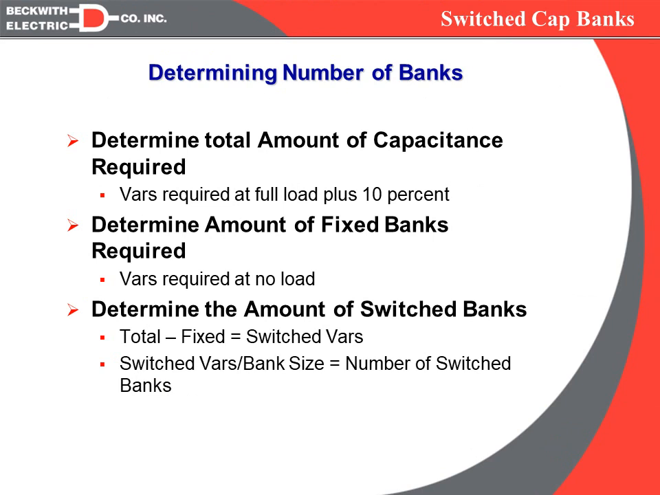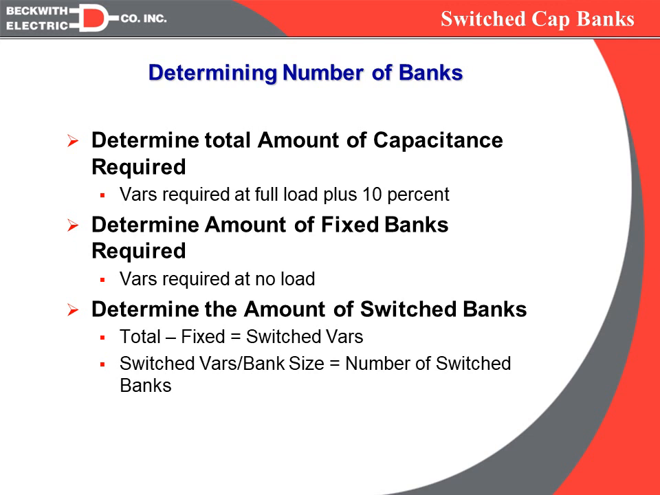So now we've got to determine how many banks. The way we're going to do that typically is start by determining the total amount of capacitance required on the circuit. By looking at historical data, we can look at our loading on any given circuit, see what the worst case VAR requirements are, and then add an additional 10 to 15% for load growth. That will determine the total amount of capacitance we need on any given circuit.